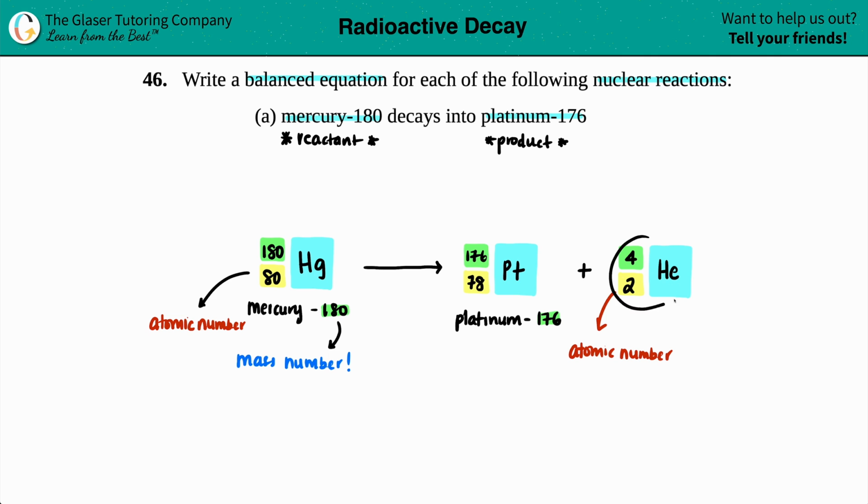Now just know that a 4 on the top and a 2 on the bottom, a helium, is the same thing as an alpha particle. So I would put alpha. But if you want to put the helium, you would be correct as well. A 4 on the top and a 2 on the bottom is always your alpha particle, which is just a fancy way of saying it's a helium. Helium-4 specifically, not helium-3 or helium-5 or whatever. It's always a helium-4, 4 on the top and 2 on the bottom. And now my equation is balanced. So when mercury decays into platinum, it just releases an alpha particle. So this would be alpha emission.